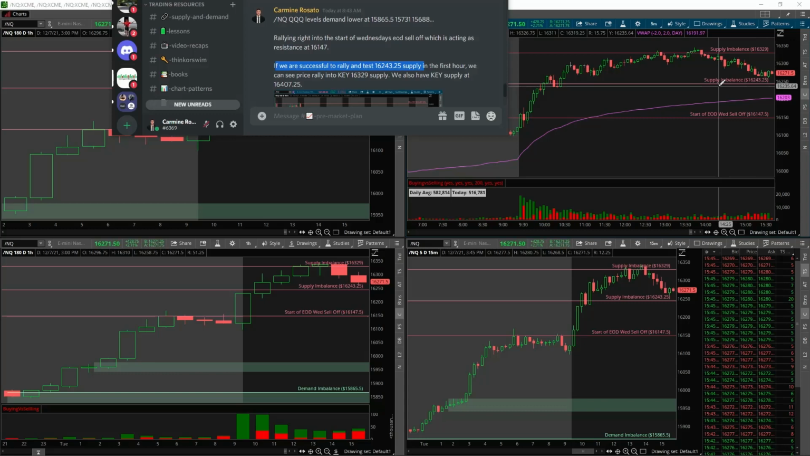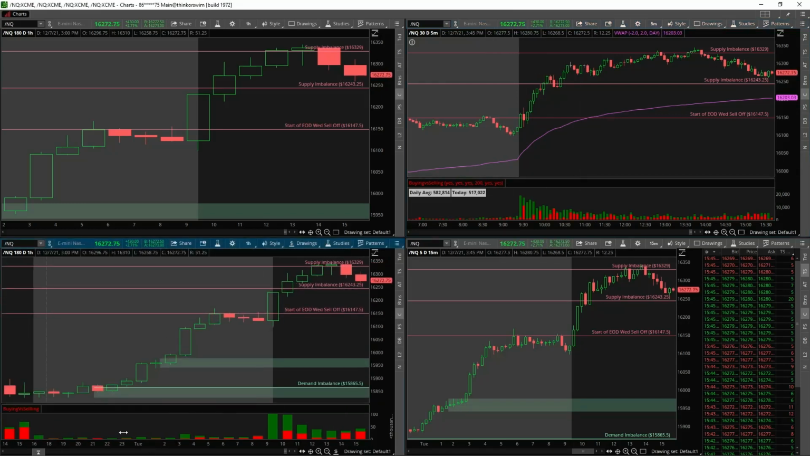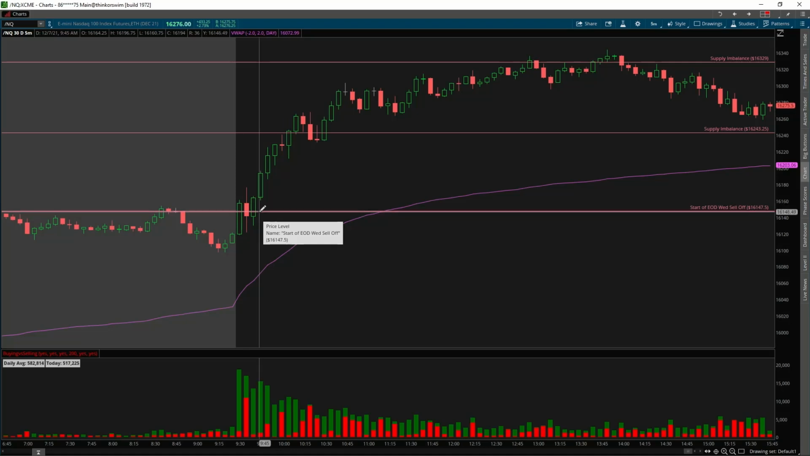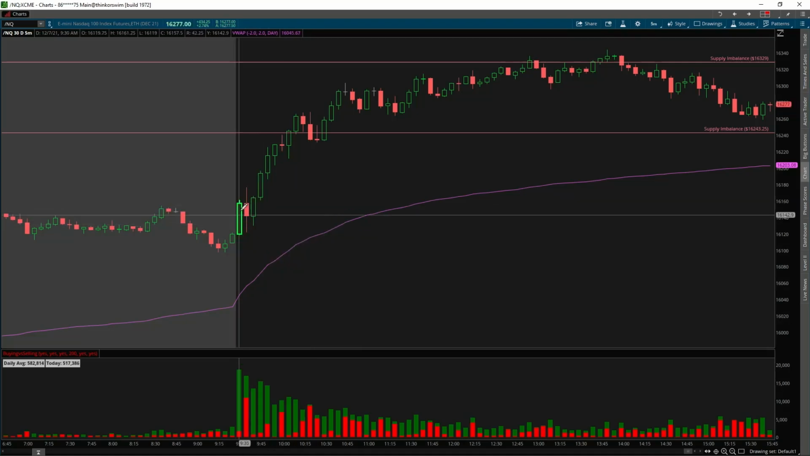I said if we're successful to rally and test the 16243 supply zone in the first hour, we could see price rally into the key supply zone at 16329, and we also had supply above it. So we had demand below. Same thing, very large gap up. Not really even close to demand. We had the supply above that I wanted to gauge the reaction from last Wednesday's end of day sell-off. This was the area we blew right past that.